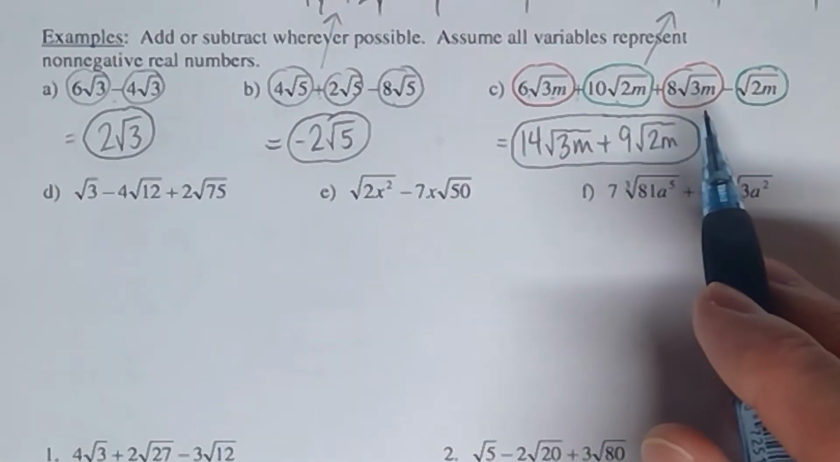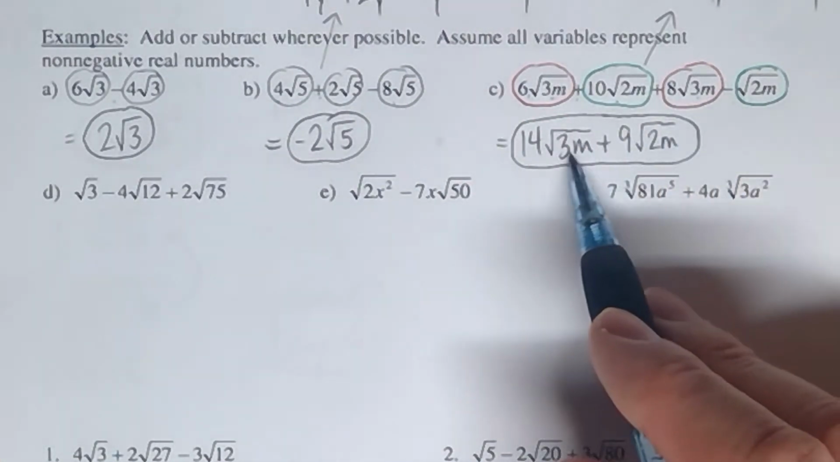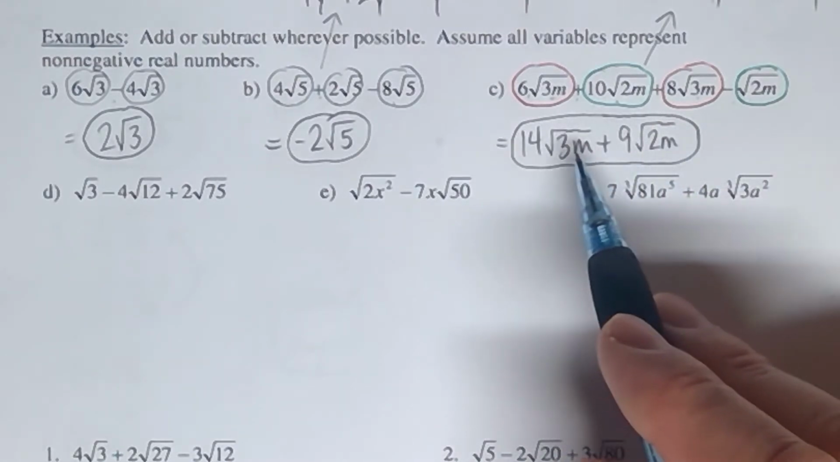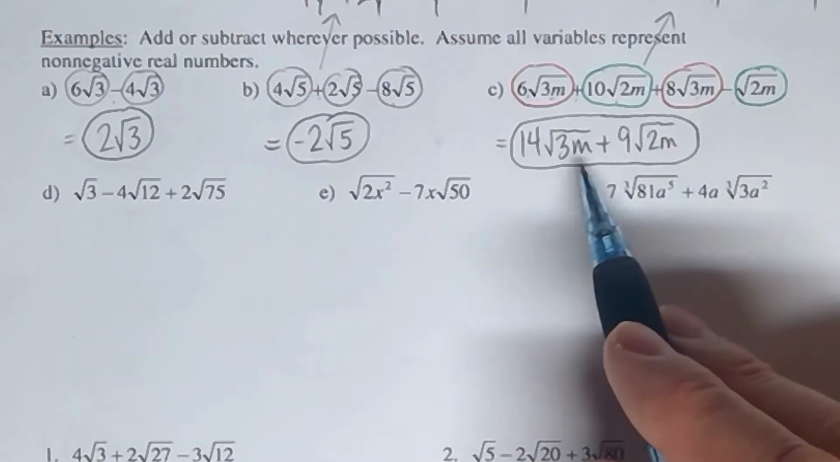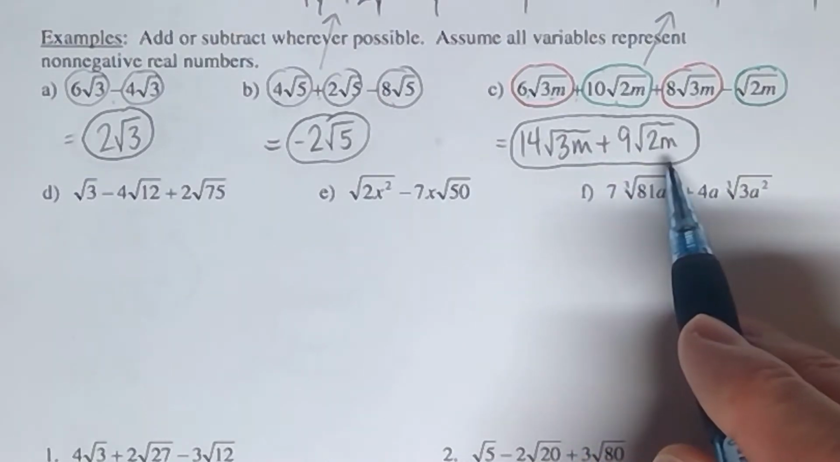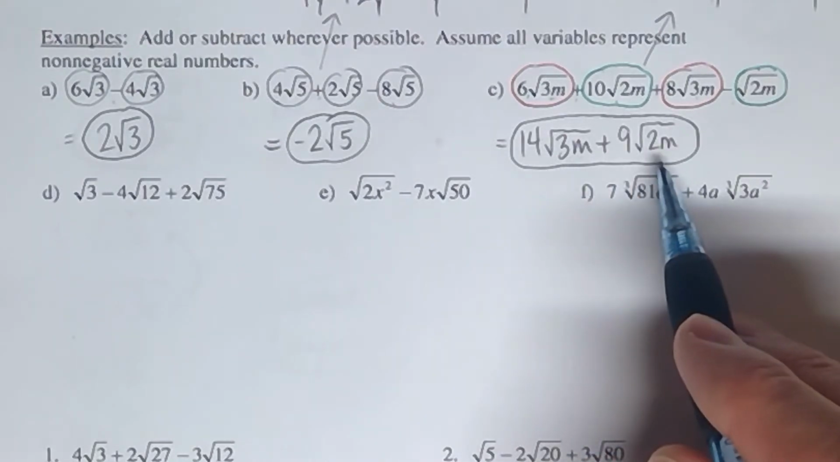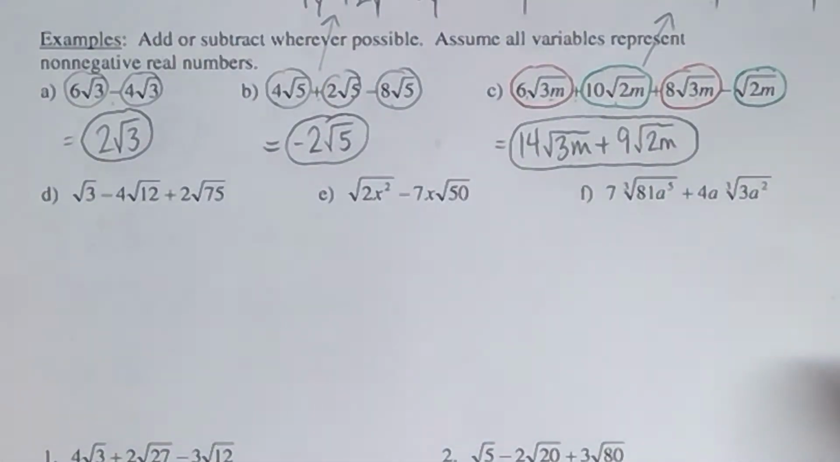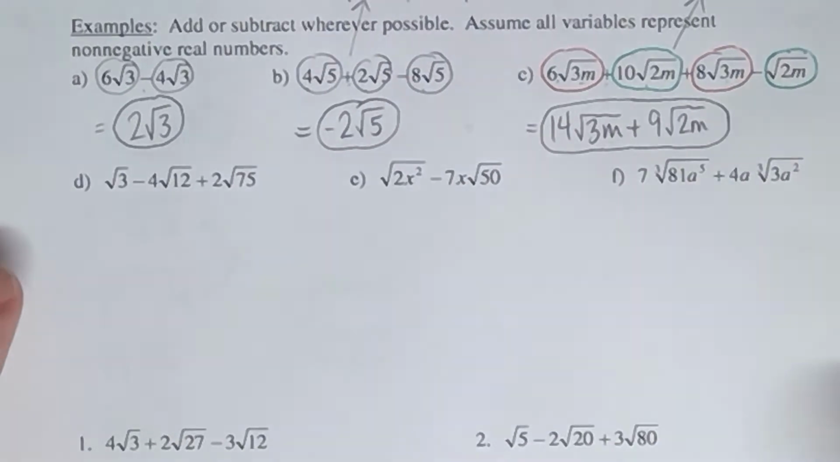You combine whatever you can. But you don't combine two things that are being added and subtracted here if the radical terms don't have the same radical. So that's why I left this answer the way it is, because the two radicals are not the same. They're close to being the same, but they're not exactly the same. Okay, so here's what you do.